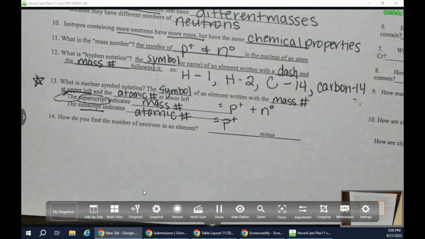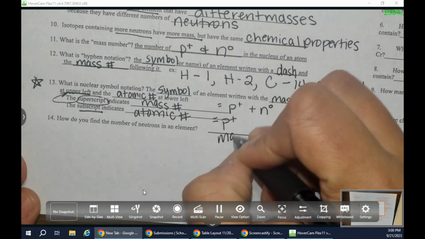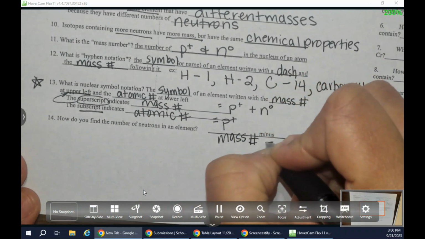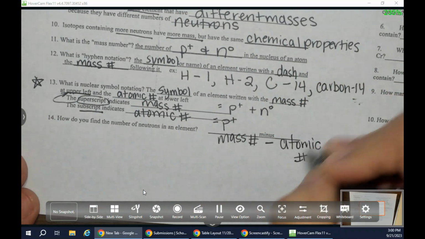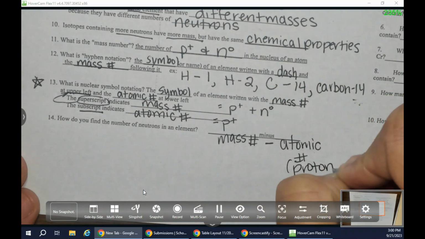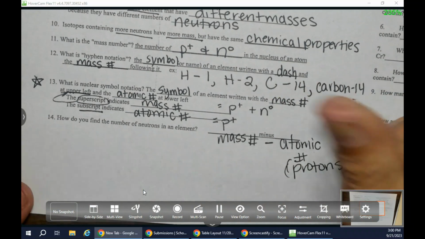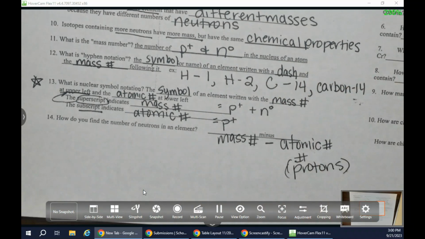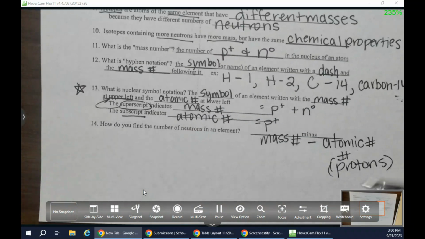Make sense? We're kind of repeating this over and over. So if you don't have it after these notes, no, I'm just kidding. But yeah, how do we find the number of neutrons? How do we do that above here? We took mass number minus atomic number, which we know atomic number is your protons. There you go. So we got what an isotope is.